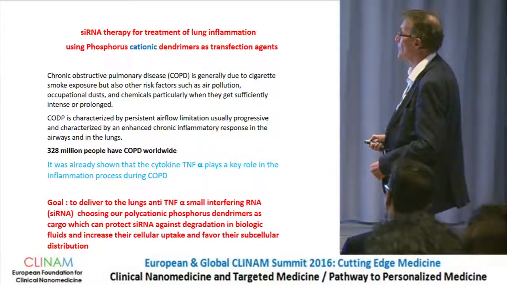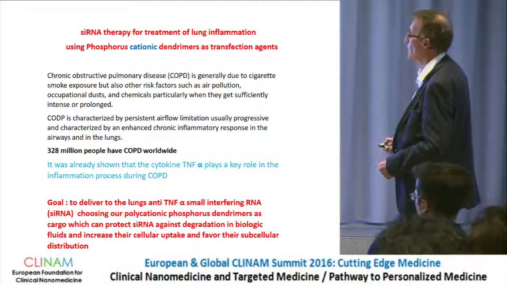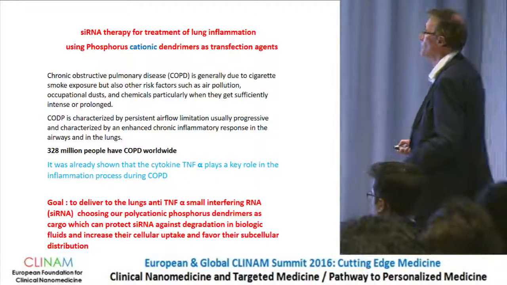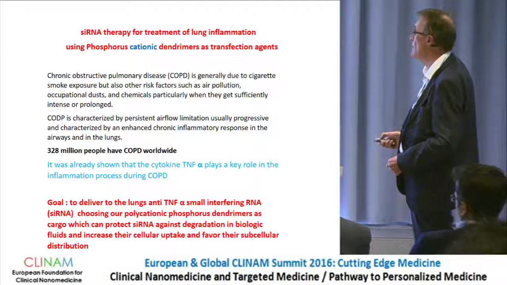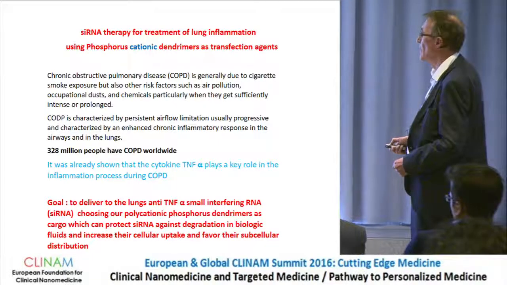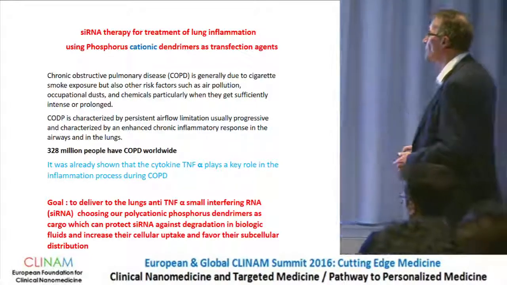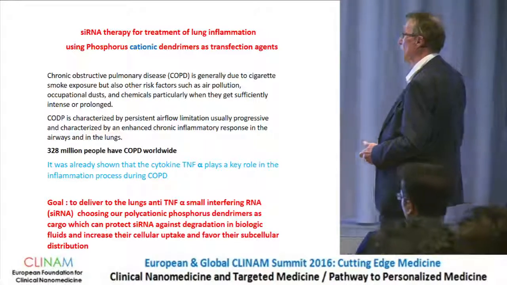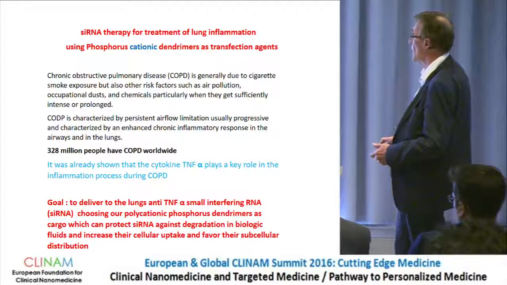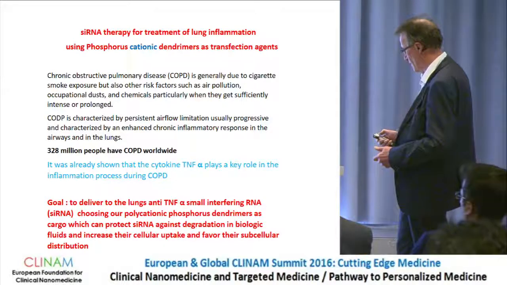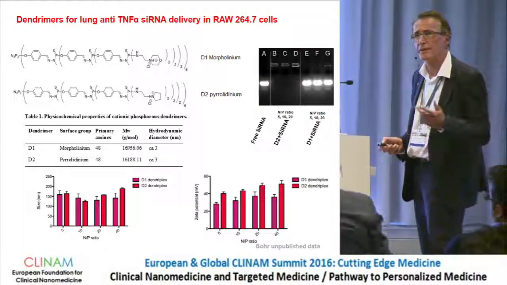It was already shown that the cytokine TNF-alpha plays a key role in the inflammation process during chronic obstructive pulmonary disease. So our goal was to deliver anti-TNF-alpha small interfering RNA to the lung, choosing our polycationic phosphorus dendrimers as cargo, which can protect siRNA against degradation in biological fluid, increase their cellular uptake and favor their subcellular distribution. So, briefly speaking, we were working with a number of polycationic dendrimers.